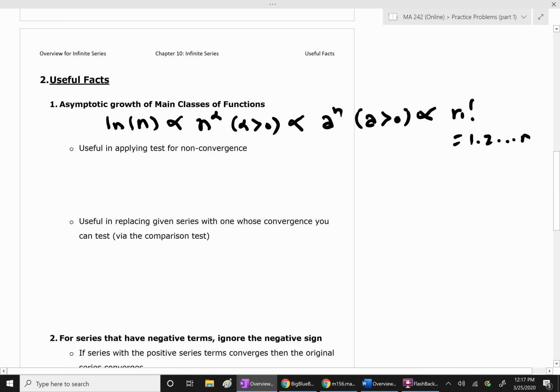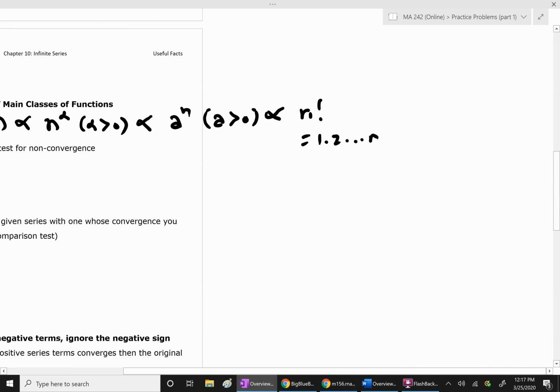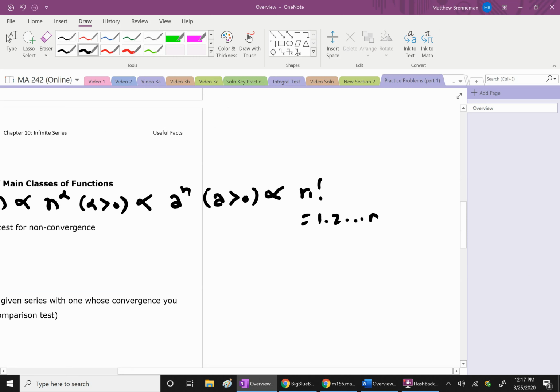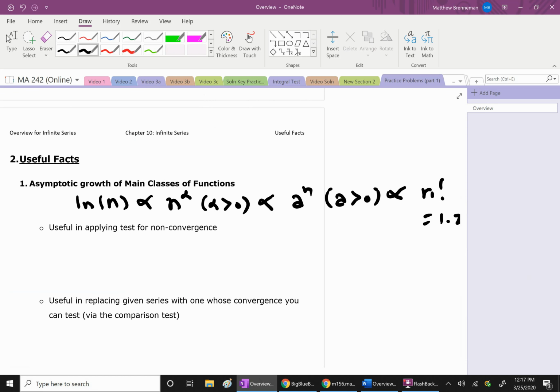And there's a couple of reasons why you want to know this. This is actually important just for general mathematics, but it's very useful when you're applying the test for non-convergence. So let me just show you an example. Before I show you an example, does anyone have any questions about what this statement means, though? Everyone good on this?